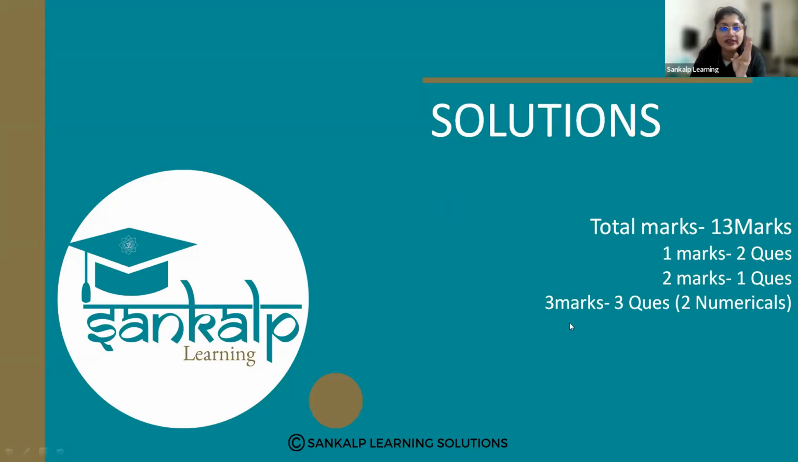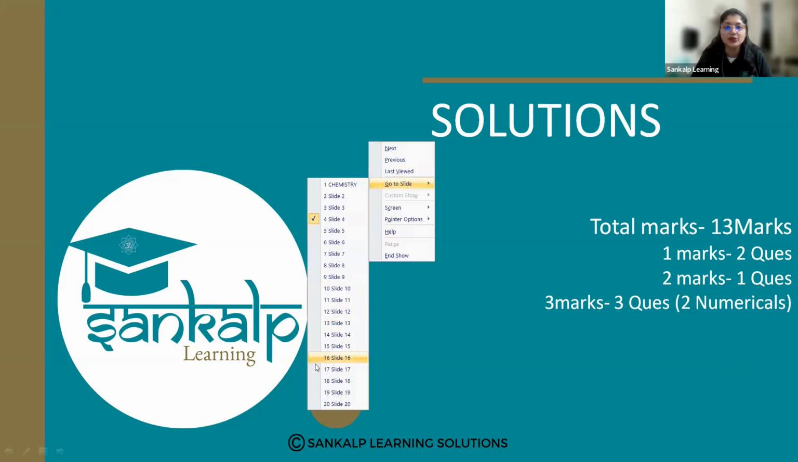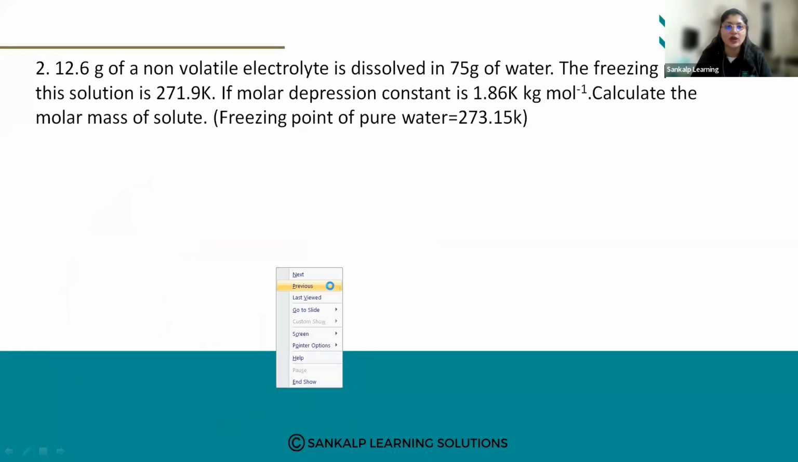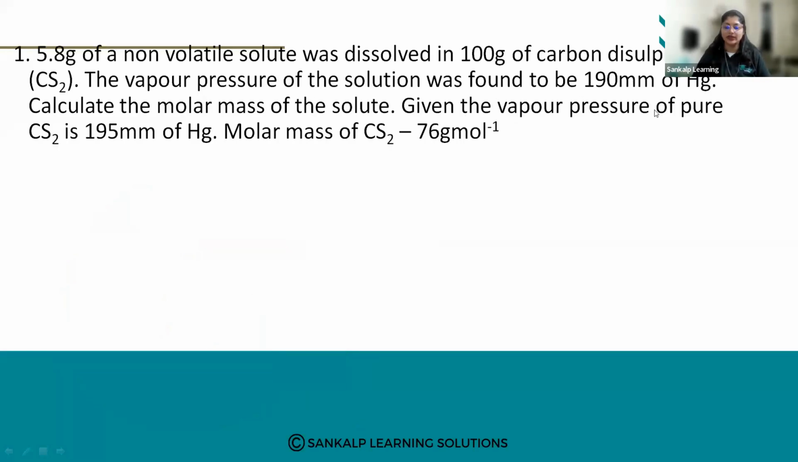Out of the 3 questions for 3 marks, one will be a theoretical question. How will it be asked? A 3 marks question is never asked as a whole; either 2 plus 1 will be asked. So one 2 plus 1 question will be there, and the other 2 questions of 3 marks will be numericals. So now we'll look into the numerical part.